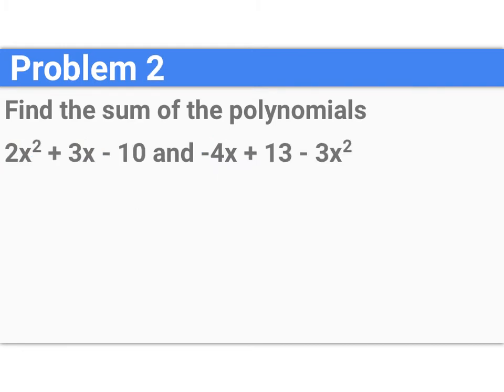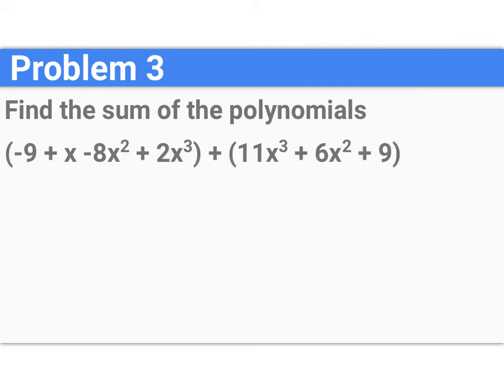Okay, find the sum of the polynomials. You have x squared and x squared. 2x squared minus 3x squared is minus 1x squared, and then plus 3x. Make sure you include the sign in front of the x. 3x minus 4x is minus 1x, and then 10 and 13 leaves you at plus 3. And that is your sum.